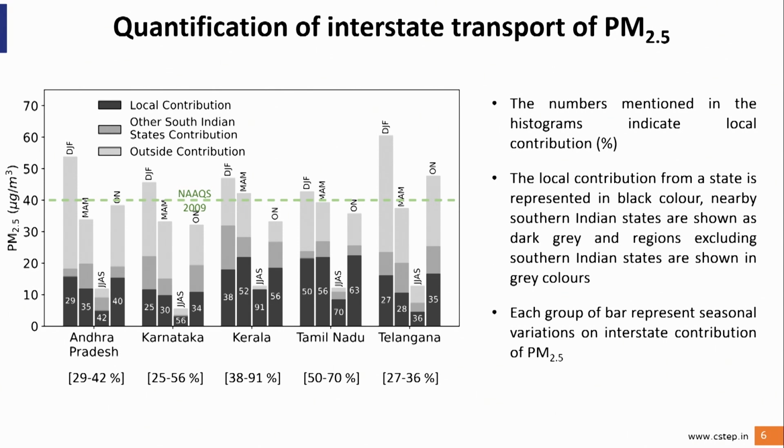There are a few interesting observations here. This is the local contribution. For example, if you see Andhra Pradesh, the local sources only contribute 29 to 42% of its air pollution. So if you want to put in a local intervention, targeting local emission sources, then you won't get a lot of benefit in terms of air quality improvement. While for states like Tamil Nadu, this number is relatively higher, 50 to 70%. And you can see that in certain seasons it goes very high, so you can basically control air quality in those regions.